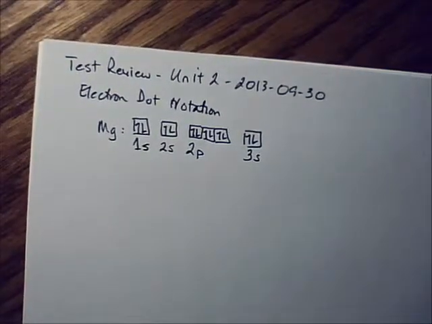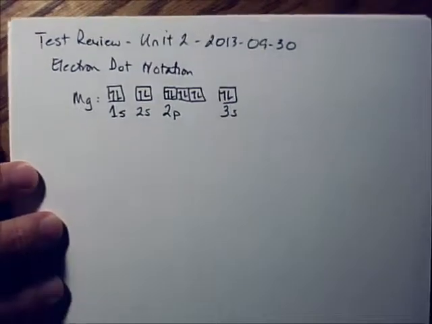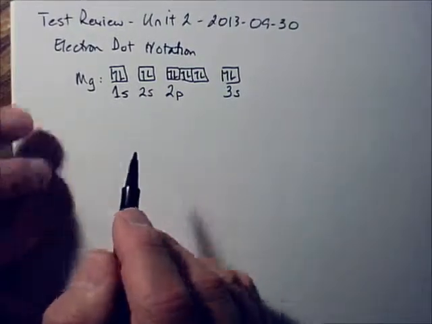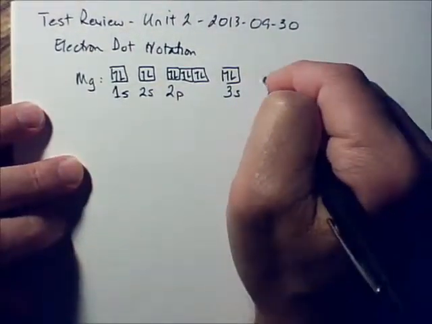So that's the orbital notation for magnesium. From that, we're going to get the electron dot notation. And so this is orbital notation.